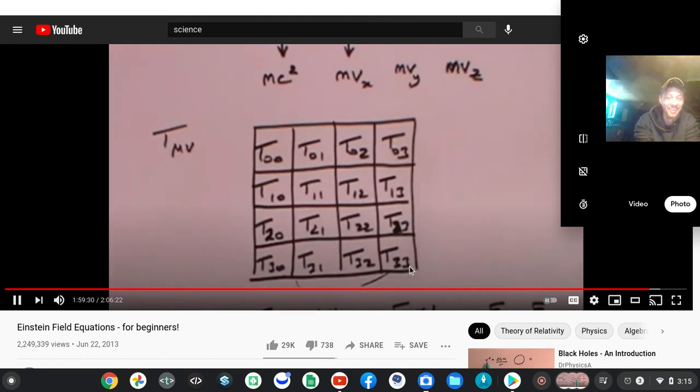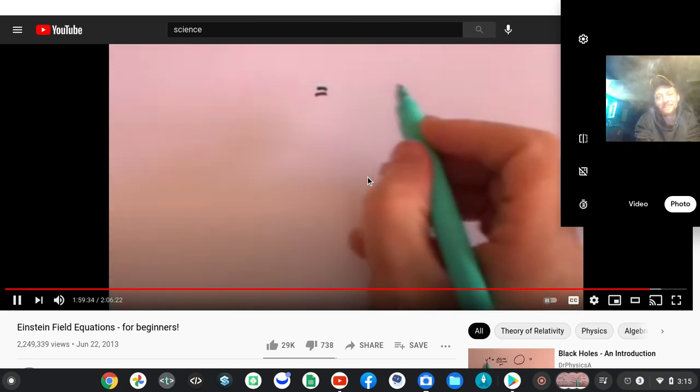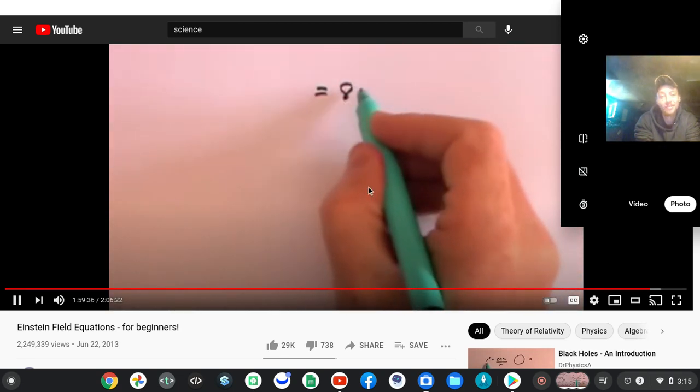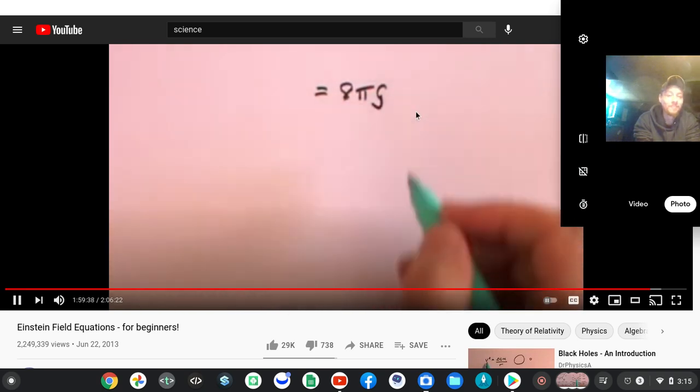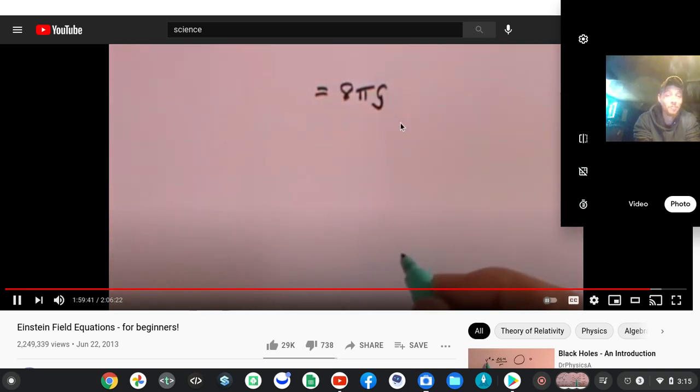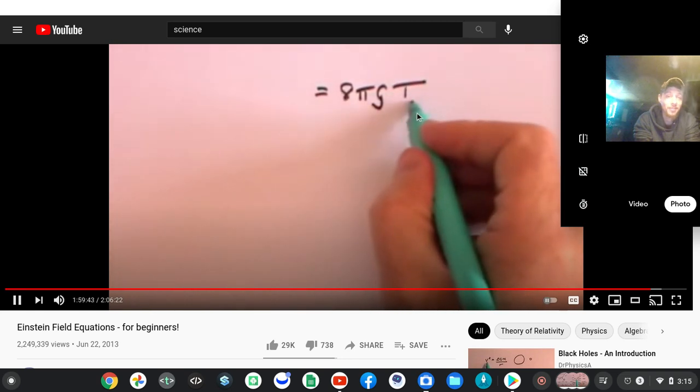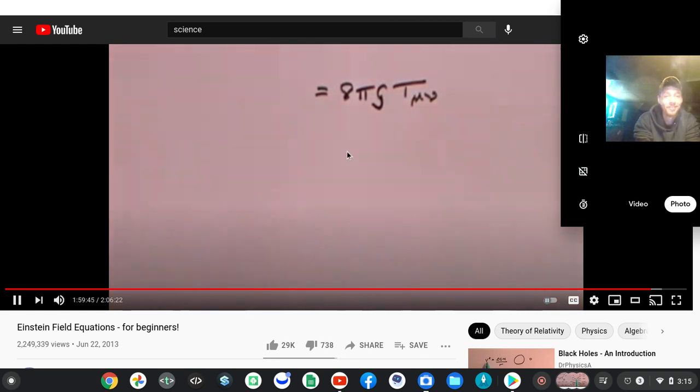Of the Einstein field equation. So now we've got, on the right-hand side, the 8 pi G that we derived. But we're going to replace the density term with this new stress energy momentum tensor. And we're going to have something on the left-hand side.